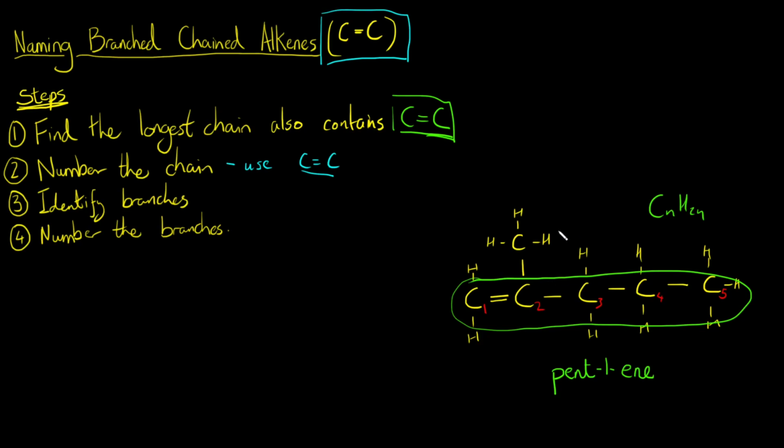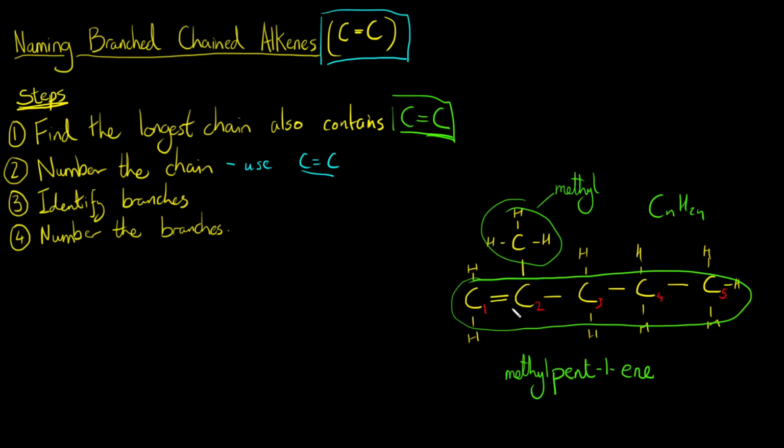Number 3, identify any branches. That looks like a branch right there. Looks like a branch to me right there. That is, as we know, a methyl branch. So I'm going to put the word methyl in front of my pent-1-ene. And the last step, number the branches. Well, thankfully I've already numbered this longest chain. I've already numbered it using the carbon to carbon double bond. So I don't need to renumber it, and I shouldn't renumber it. I've already numbered it, I'll use that numbering system.